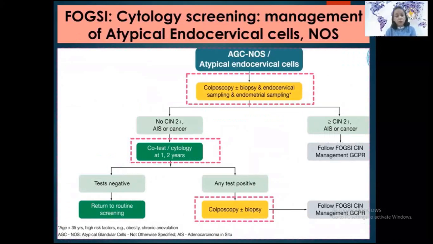So what happens if atypical endocervical cells, NOS, are diagnosed on cytologic screening? So then colposcopy with or without biopsy, but with endocervical and endometrial sampling has to be performed. So if a high-grade lesion or AIS is detected, then treatment has to be provided. But if no high-grade lesion is detected, then the patient doesn't return back to the normal screening, but a repeat co-testing or cytologic screening at 1 and 2 years interval is performed. And if any of these tests is positive, then this female is recommended colposcopy with or without biopsy.